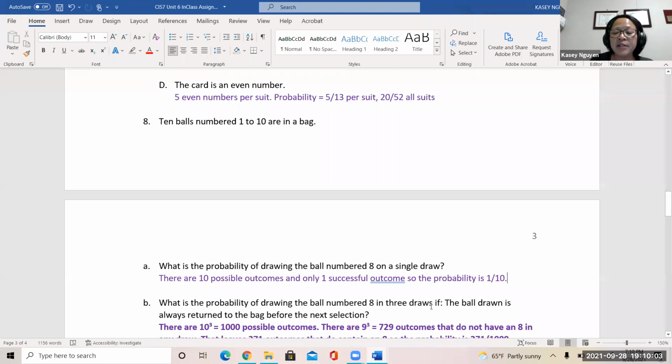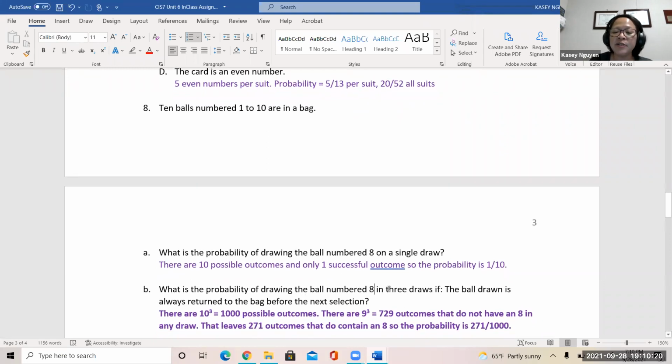Now, if I'm given 3 draws and I need to take out number 8, and every time that I take out the ball, I'm going to put it back. Okay. So when you approach this problem, you would say, oh, there are 3 draws. So my exponent is going to be 3 because your cardinality is 10. So you would take that cardinality and raise it to the 3rd power because there are 3 draws, right? So the first step is to determine all possible outcomes. So you would take the cardinality 10, raise it to the 3rd, which gives you 1,000 possible draws, possible outcomes.